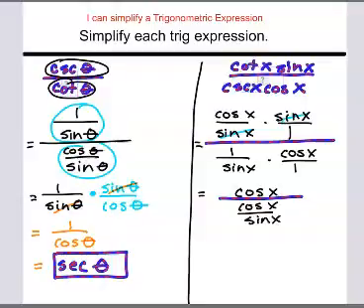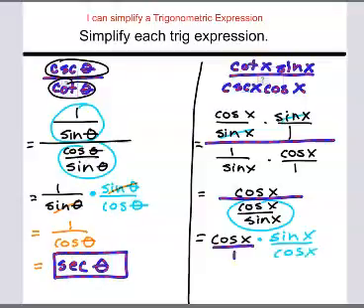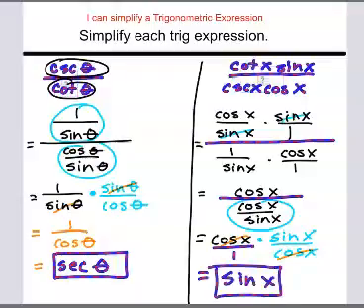So again, we're dividing by a fraction. So I'm going to take that cos and multiply it by the reciprocal, sine over cos. And now things are looking pretty good because I can see that cos over cos is going to cross off. We end up with sine over 1, which is just sine. All right.